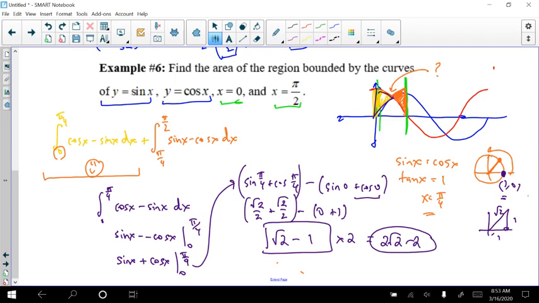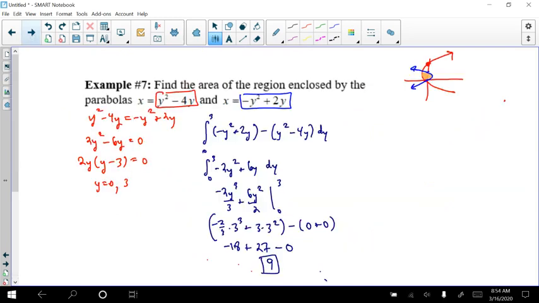Okay, now example 7 and example 8, I've actually already worked out. So I'm going to ask you maybe to pause the video and try them, and then unpause the video. And what I'll do is I'll show you my solution and maybe emphasize and talk about some key points. Okay, so 3, 2, 1, here we go.